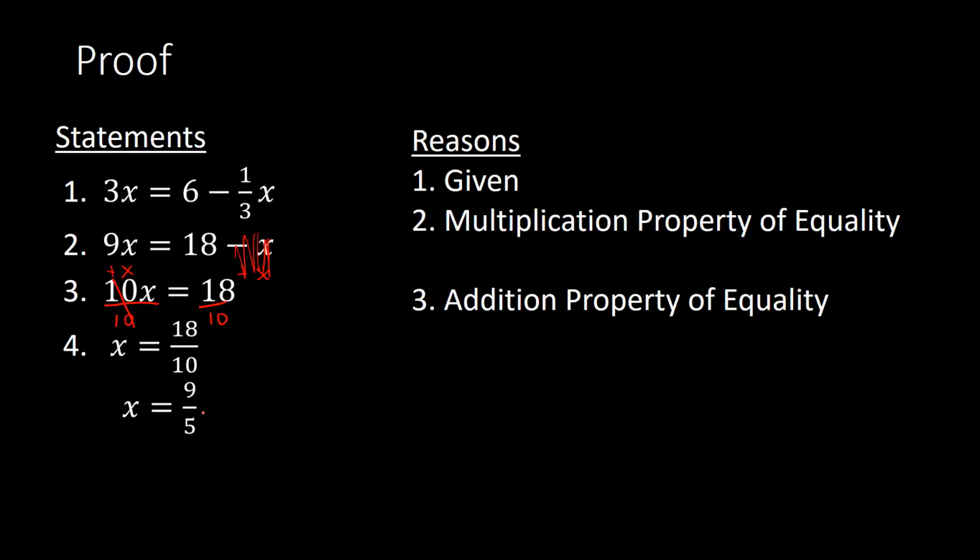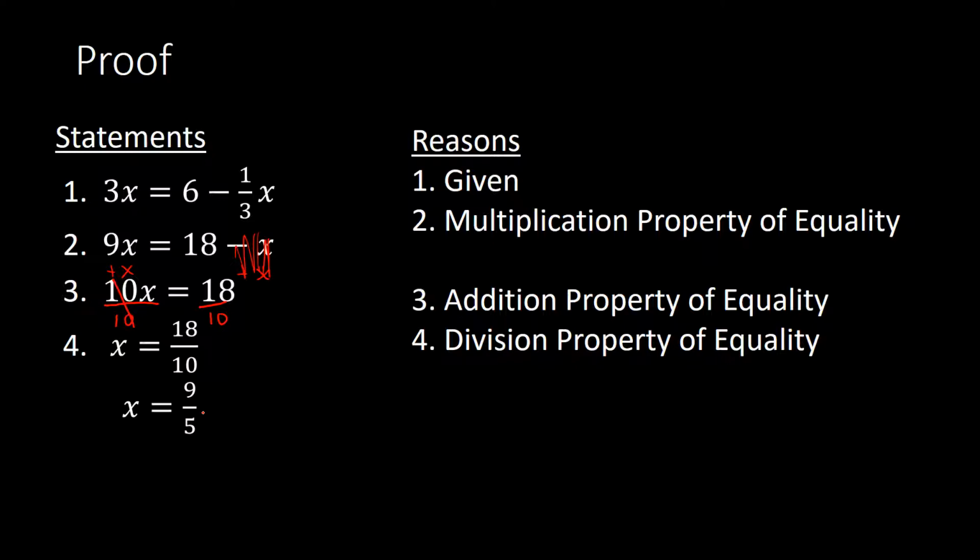Now once again, I need a reason for doing that. Well, I divided the same thing on both sides. The property that says that I can do that is your division property. So that would be the reason for step 4.